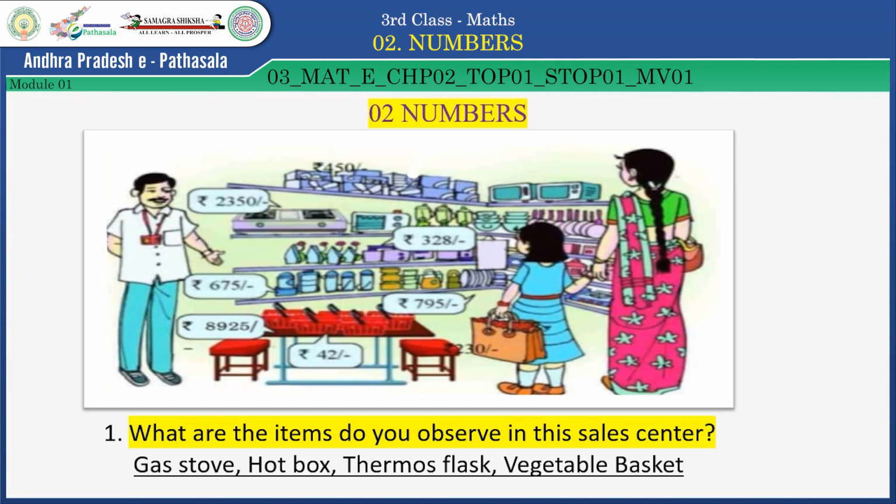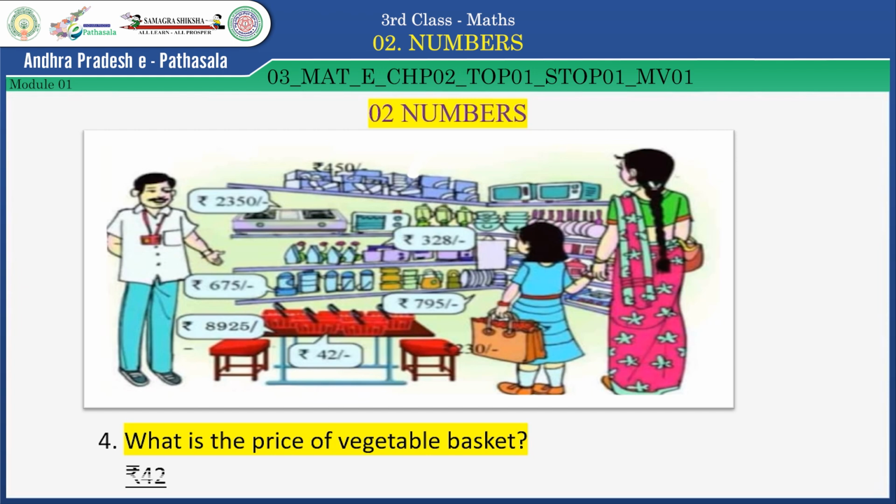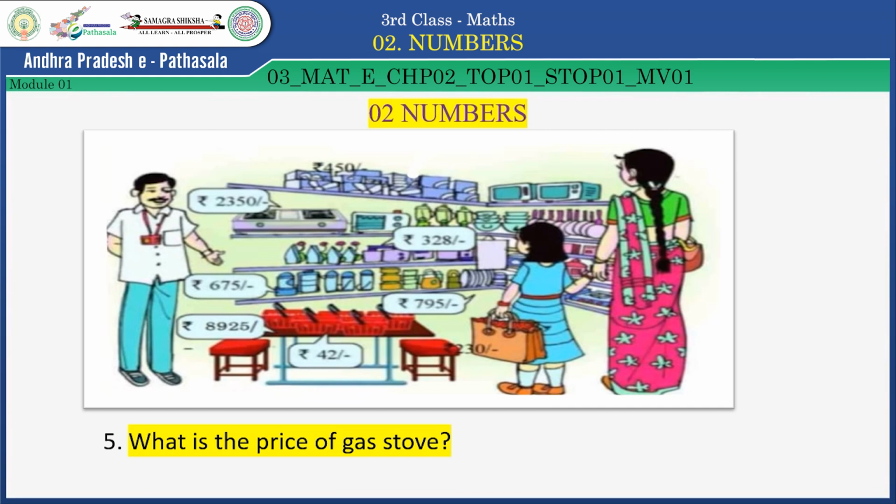Next question. What is the price of hot box? Yes, very good students. 328 rupees. Next question. What is the price of thermos flask? Yes, very good students. 675 rupees. Next question. What is the price of vegetable basket? Yes, very good students. 42 rupees. Next question. What is the price of gas stove? Yes, very good students. 2350 rupees. Now, let us know how four-digit numbers form.